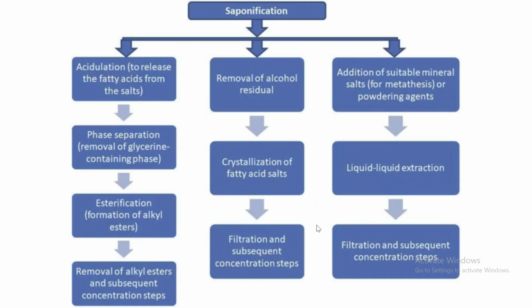This flowchart is very important. It shows us saponification, and there are three avenues it could be used. It could be used in so many different reactions. So the first one, it could be used in acetylation, which is to release the fatty acids from the salts.